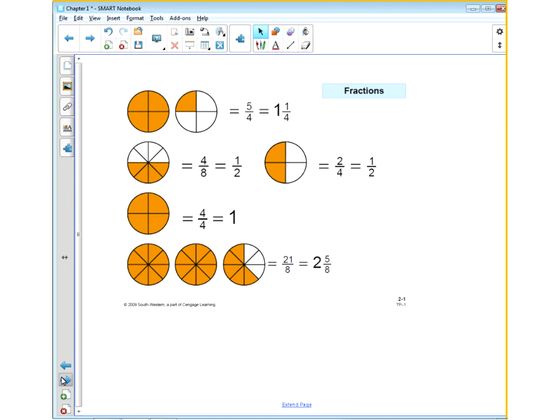All right, here is a transparency from the book author. You can see they just love the pies, or the pizza pies, whatever you prefer to call them. These are examples here you can refer back to if you need a little additional help on understanding fractions.